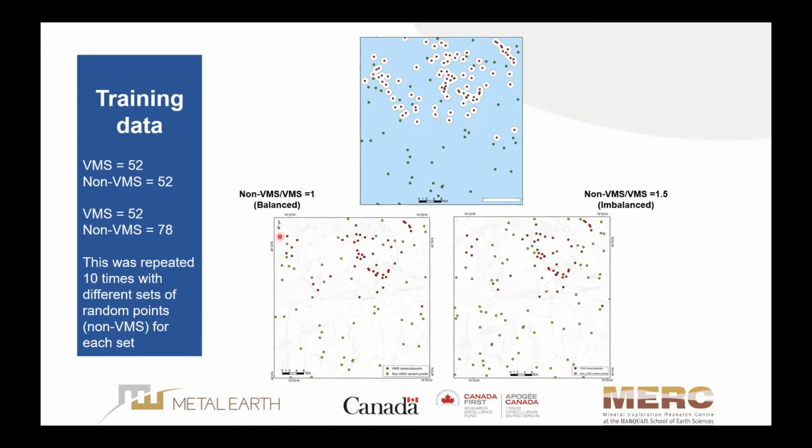Usually, the ratio of non-VMS to VMS is set to 1 so that we can have balanced training data. Imbalanced data may cause lower accuracy for the minority class. But because the number of deposits is always less than non-deposits, here we try to use a ratio other than 1. We selected 1.5 to compare the results with the case when the ratio is 1. This was repeated 10 times using different sets of random points. That means for each data set, we repeated 5 times.